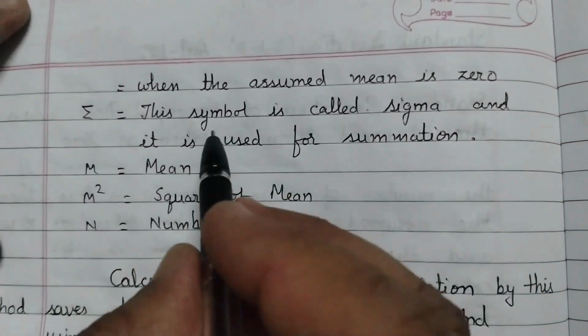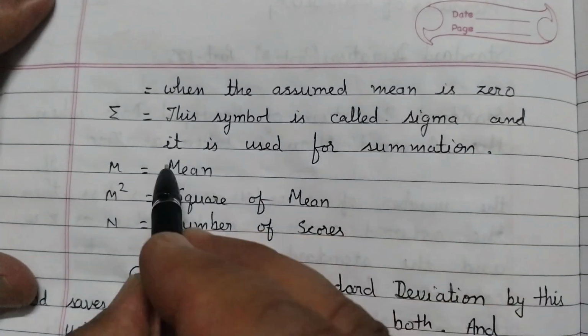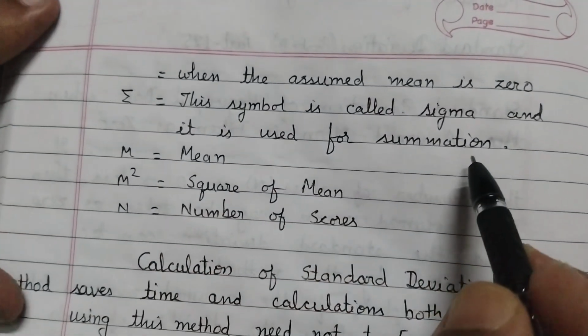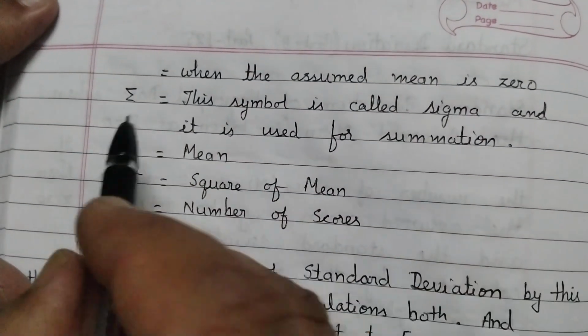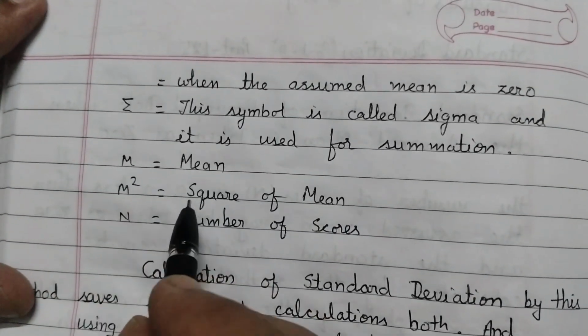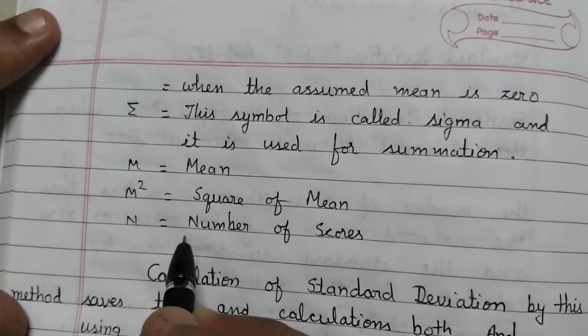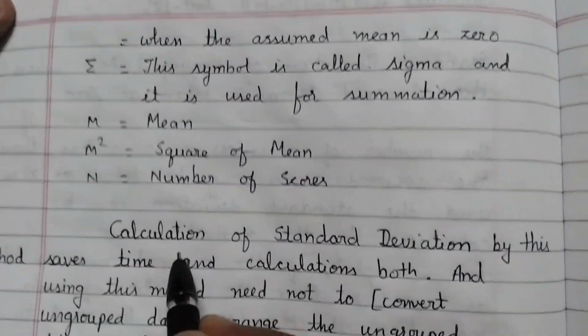This symbol is called capital sigma. This symbol is called sigma, and it is used for summation, and basically it is called capital sigma. Capital M is equal to mean, and M square stands for square of mean, and n stands for number of scores.